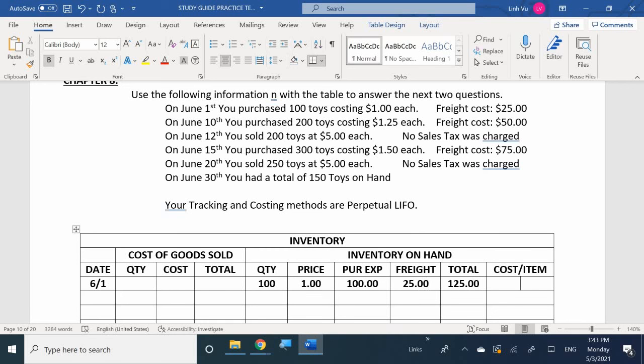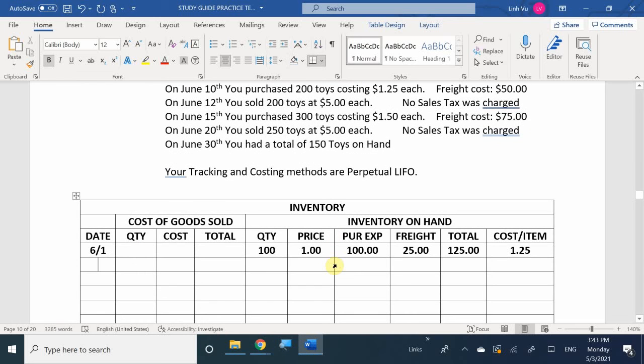So therefore, what's my cost per item going to be? $1.25. Okay. All right. So that's what happened on June 1st. Okay. What else happened?